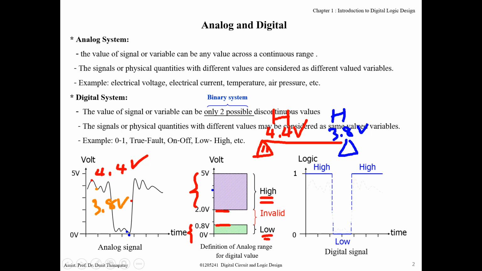That means in practice, when the voltage changes from logic high to logic low, of course it must pass through this invalid or undefined range. So you must design the system to pass this point in time as fast as possible. Namely, the transition from low to high and high to low should be as short as possible.